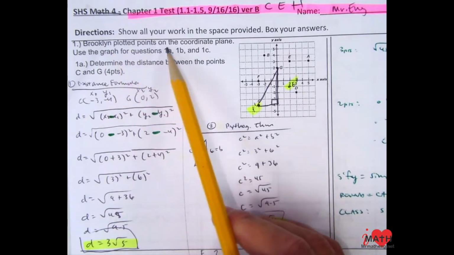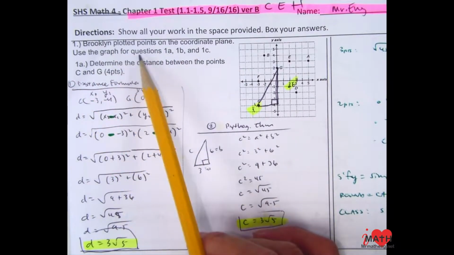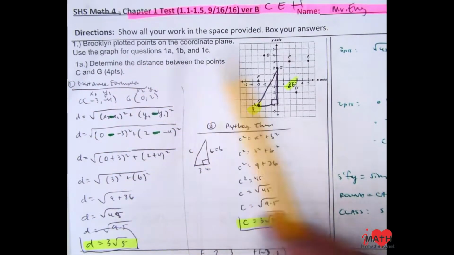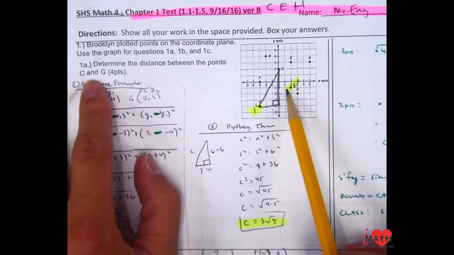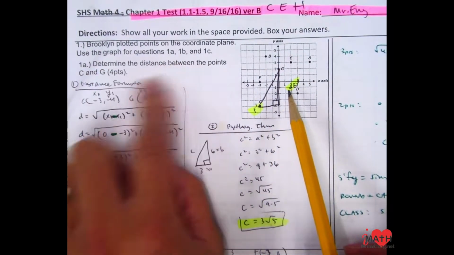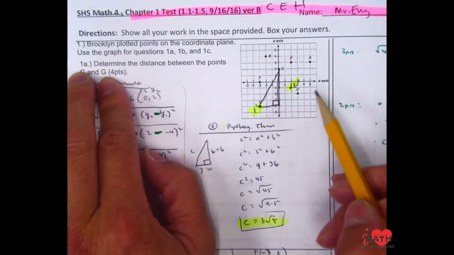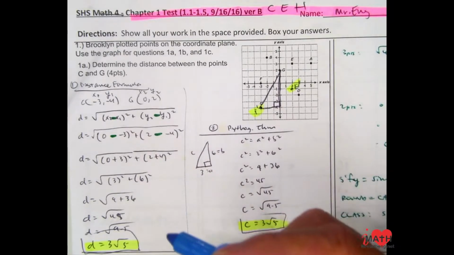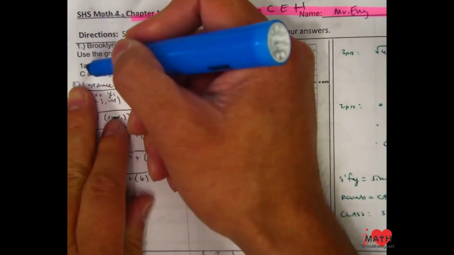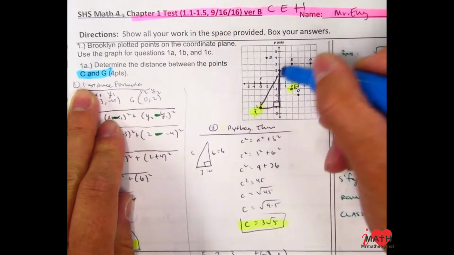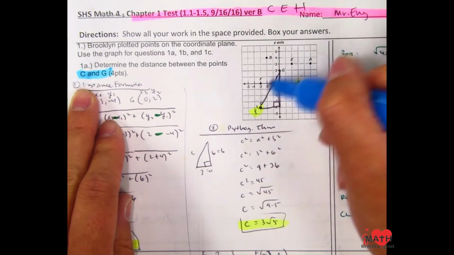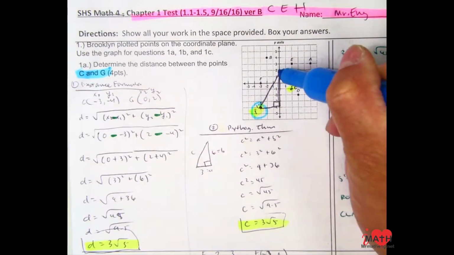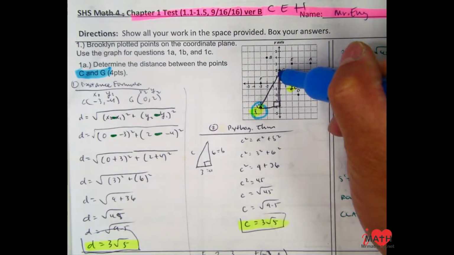Brooklyn plotted the points on the coordinate plane. Use the graph for questions 1A, 1B, and 1C. So you're going to use this graph for multiple problems. For 1A, it says determine the distance between 2 points, C and G. I'm going to go ahead and highlight those points, C and G. So C is here, and G is over here.